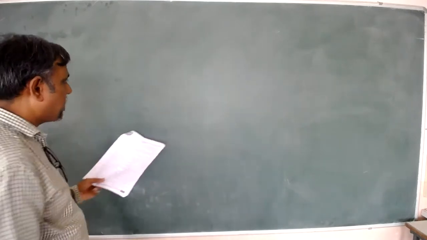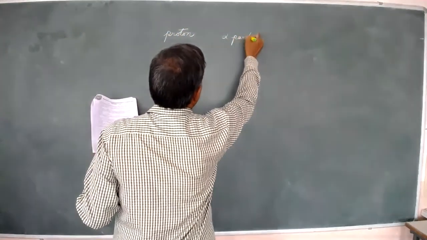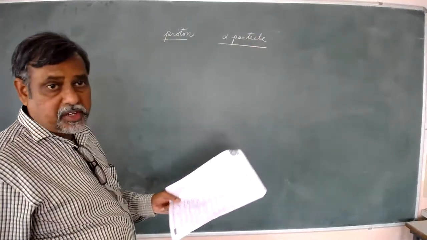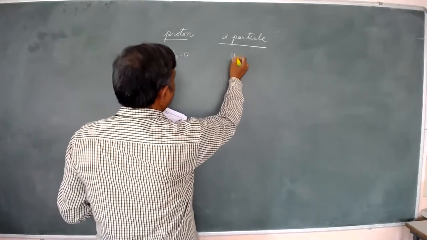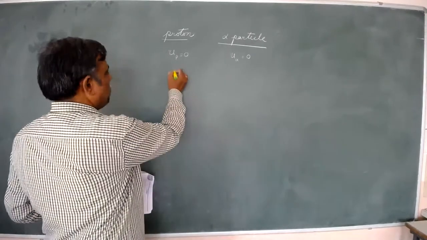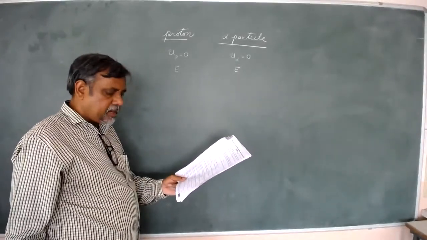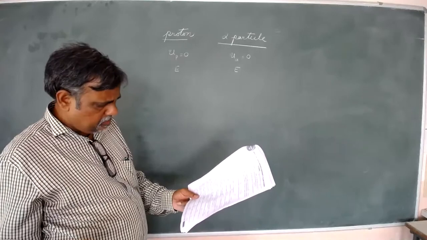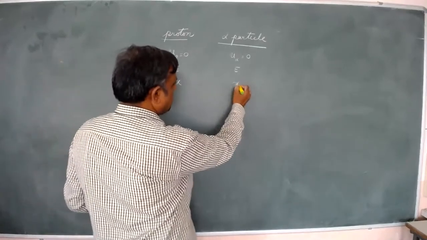So look at this proton and alpha particle. Both of these are released from rest, so the initial velocity of the proton is zero and the initial velocity of the alpha particle is zero, in a uniform electric field. On both particles, the intensity of the electric field applied is E. We need the ratio of times of flight to travel the same distance. If this distance is x, this distance is also x.